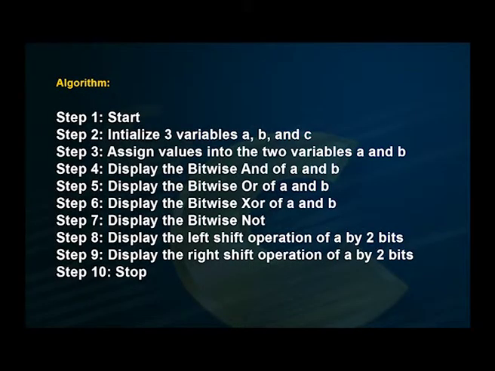Step 1, start. Step 2, initialize 3 variables a, b and c. Step 3, assign values into the 2 variables a and b. Step 4, display the bitwise AND operation of a and b. Step 5, display the bitwise OR operation of a and b. Step 6, display the bitwise XOR operation of a and b, and step 7, display the bitwise NOT.